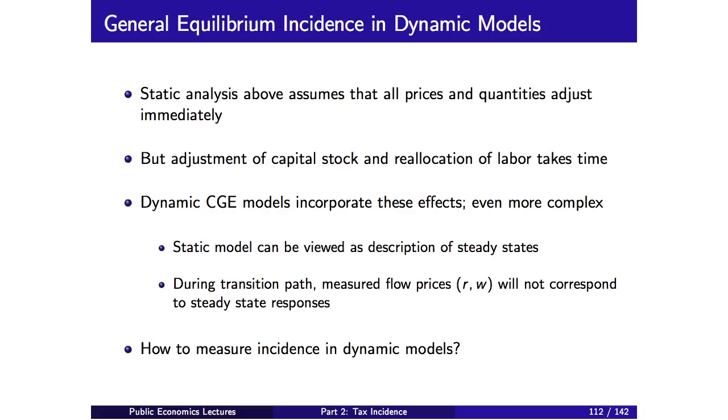But if we're thinking about implementing a policy today in the US and we want to know what happens over the next 10 years, you do care about the transition path and you want to think about a dynamic model. During the transition path, the measured flow prices that you see, like interest rates and wages, are not going to correspond to the steady state in general. And so then you get to the question of how do you measure incidence in dynamic models?